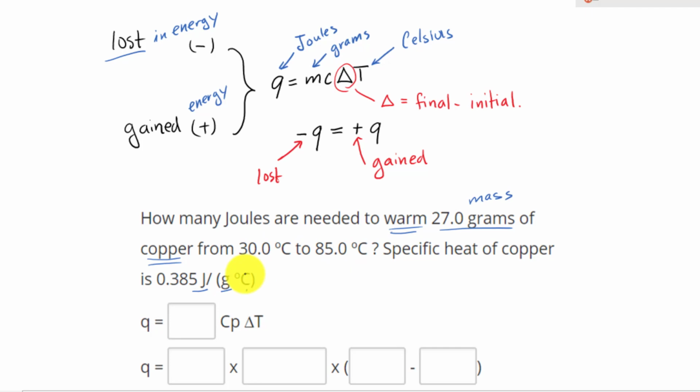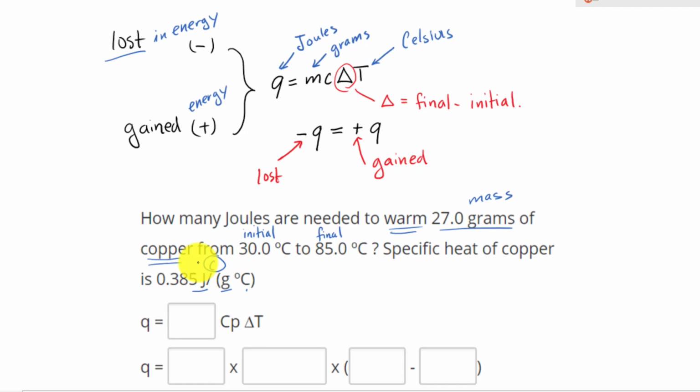So think of the terminology. From, that would be initial. So this would be your initial temperature right here. And then from to where? Well, in this case, to 85. So that's your final. So don't try to memorize smaller number minus larger number, or larger minus smaller number. Think of the basic English terminology. You're starting from, that's your initial, and ending at your final. And the specific heat of copper is 0.385 joules over gram times Celsius. So this is your C right there.